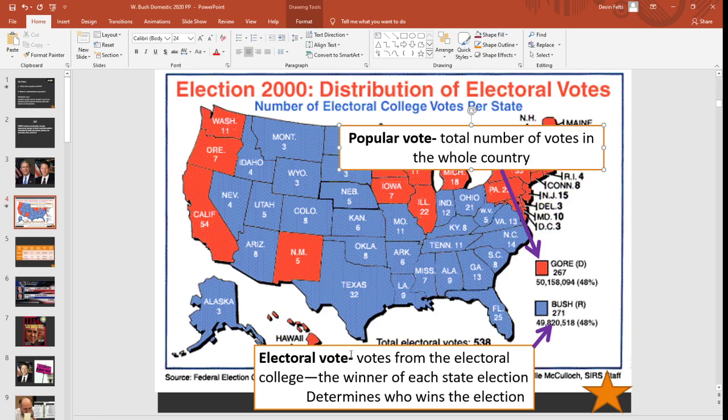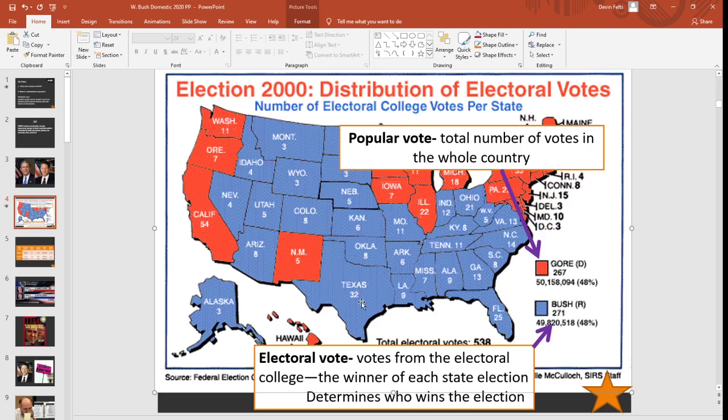The second box is Electoral College. Votes from the Electoral College. The winner of each state election determines who wins the election. So, for example, here in Texas, when voters in Texas go to vote, depending on which candidate wins the state of Texas, those running for office will receive 32 votes from Texas if they win the state. During this election, Bush won the state of Texas, so he got 32 electoral votes, right? If you look at California, for example, California is worth 54 electoral college votes, and Gore won California.